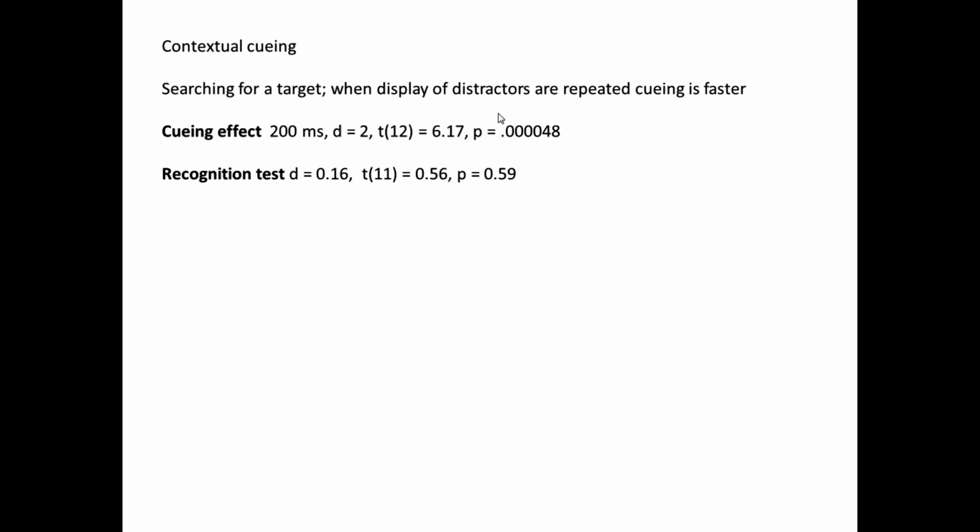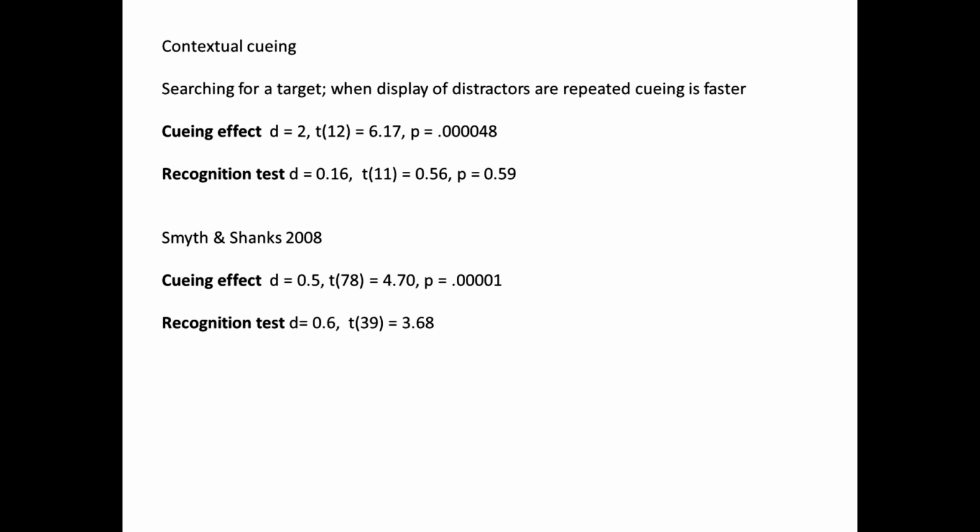So here's an example of a study. They get a 200 millisecond cueing effect, so this shows there was learning. The recognition test was non-significant, so you say, therefore the learning was implicit. But you can't do that. We need to know how well people would do on the recognition test if the learning had been conscious. So I looked for a study where they claimed the learning was conscious. Here's a cueing effect, and they get a significant performance on the recognition test.